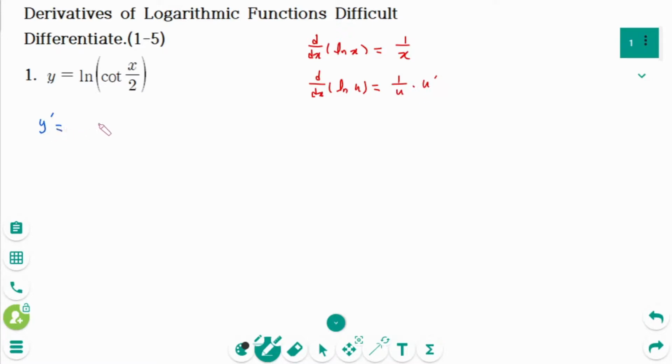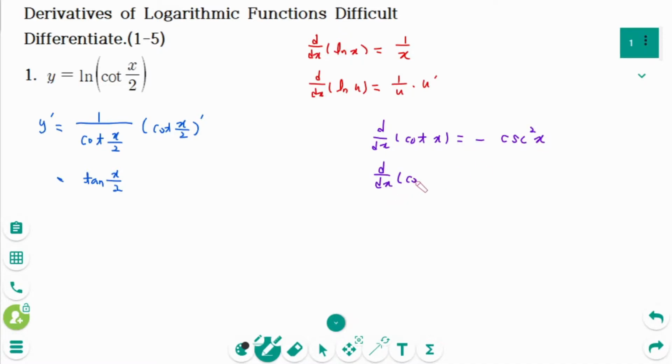y prime equals 1 over cotangent x over 2 times cotangent x over 2 prime, which is tangent x over 2 times d/dx of cotangent x, which equals minus cosecant squared x. Then d/dx of cotangent u equals minus cosecant squared of u times u prime. Back to the original: minus cosecant squared of x over 2 times x over 2 prime.